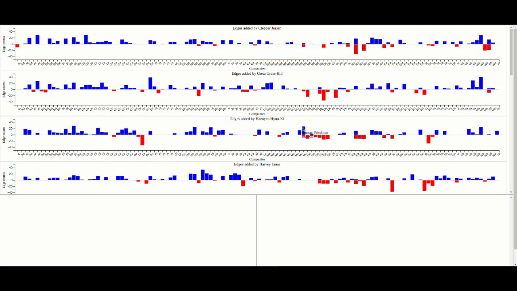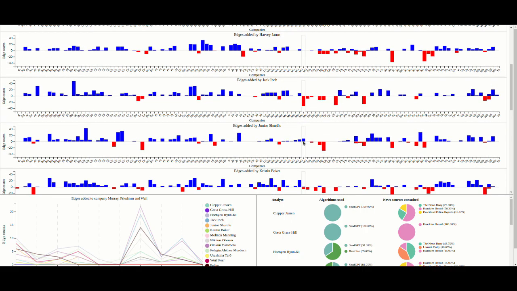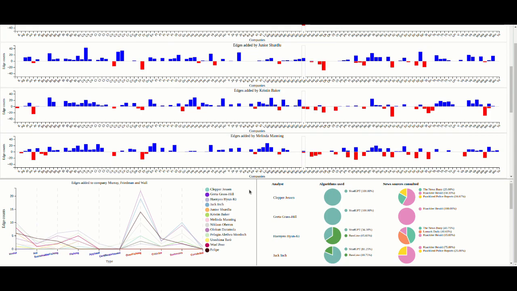Clicking on a bar highlights the edges added by all analysts in their own respective charts, which can be used to quickly view discrepancies. It also shows the specific types of edges added by each analyst for that company in a parallel coordinates plot. By hovering in the name of one of the analysts we can focus on the specific data they added, allowing us to compare their contributions to the graph. For the company Murray, Friedman and Wall, the analyst Junior Sherdlu added only positive edges, while others like Klepper Jessen or Awakan Daramola added both positive and negative edges.